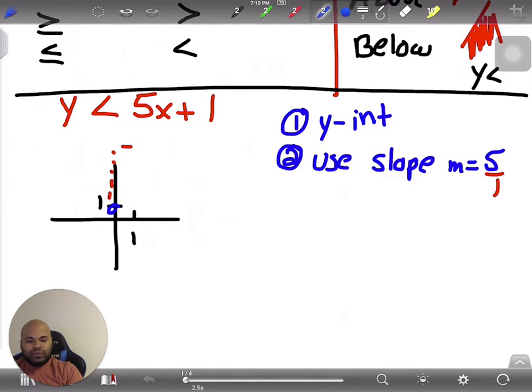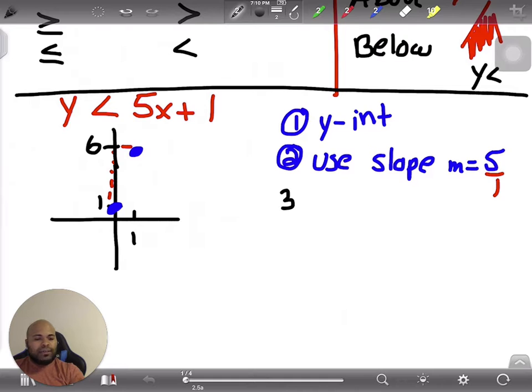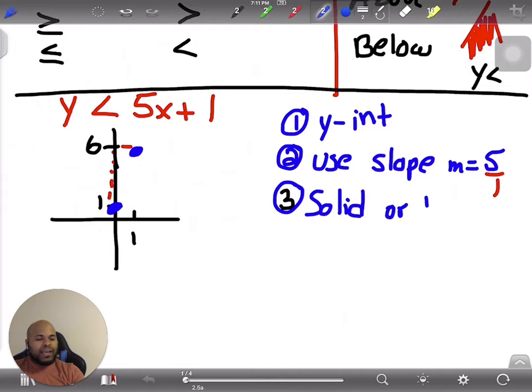Let me do this one in blue. So you have a point at 6. This went all the way up to 6 because it went up 5 units and over 1. Okay, so I have my 2 points. The question I have right now is: is this going to be a dashed line or a solid line? In this problem, this is going to be a dashed line because there's no equal to. It's just less than. And because there's no equal to, it doesn't fill in the gap. So therefore, this is going to be dashed.